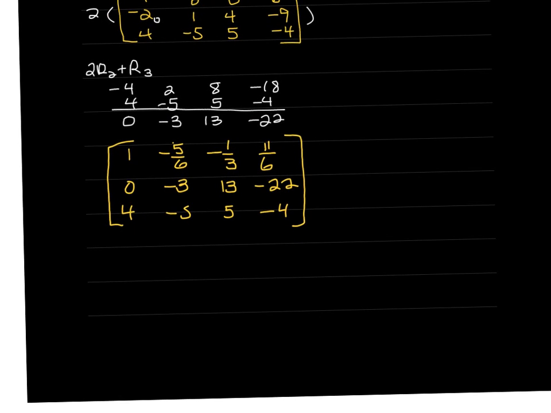So now I need a 0 where that 4 is, and I have no other choice but to use row 1. So I'm going to do -4 times row 1 plus row 3. So this would be times 4, positive 10/3, positive 4/3. And a -44/6, which is 22/3.